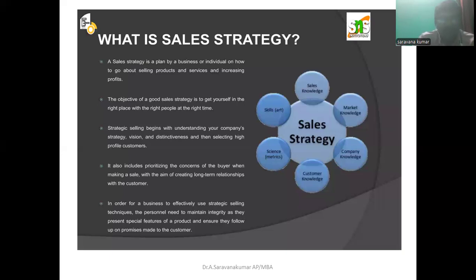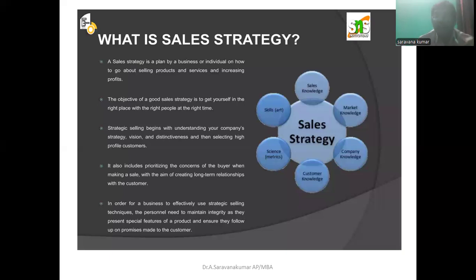It also includes prioritizing the concerns of the buyer when making a sale, with the aim of creating a long-term relationship with the customer. In order for your business to effectively use strategic selling techniques, the personnel need to maintain integrity as they present specific features of your product and ensure they follow up on promises made to the customer.